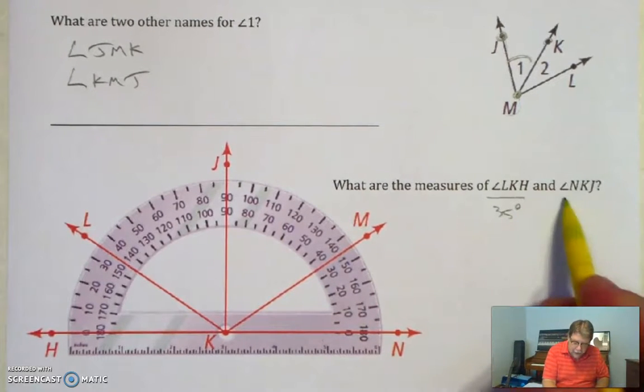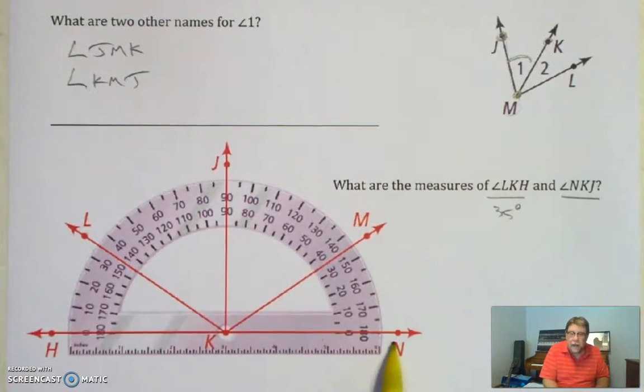If I want to measure angle NKJ, I start with N, I go over to K, and I go to J. J's up here. NKJ, so there's the angle I want. I put the center right there on that hole. I have this sitting on the 0 mark. This time we're using the lower scale. That's where the 0 is.